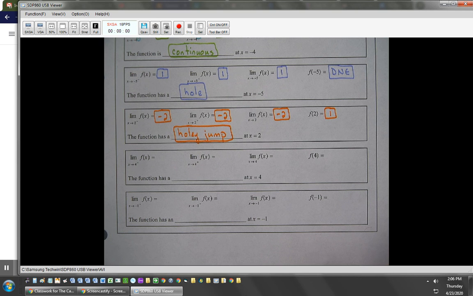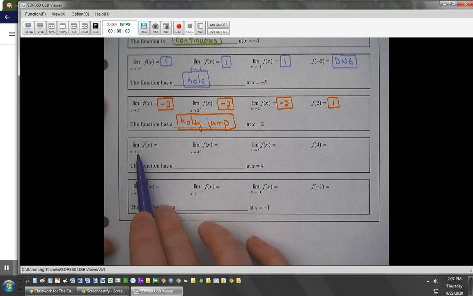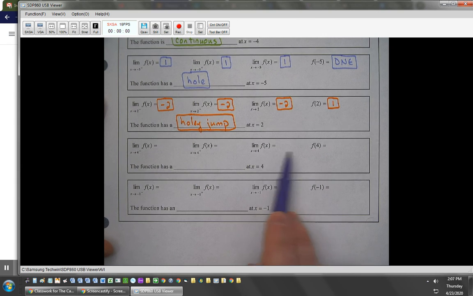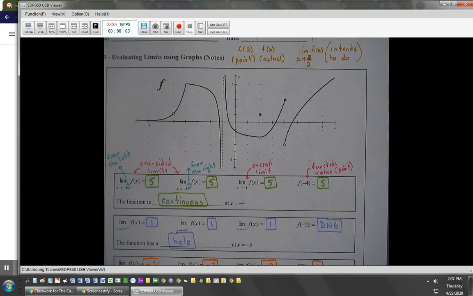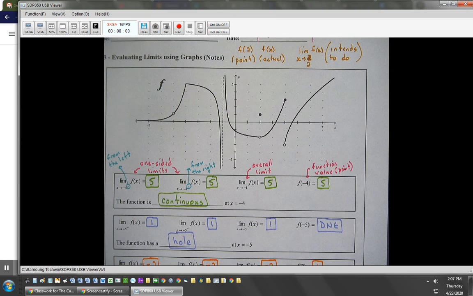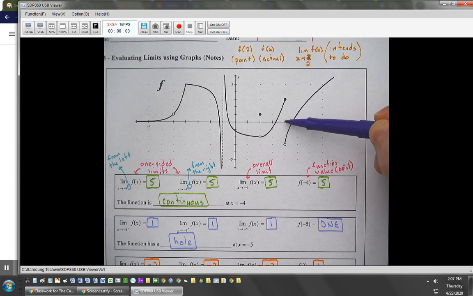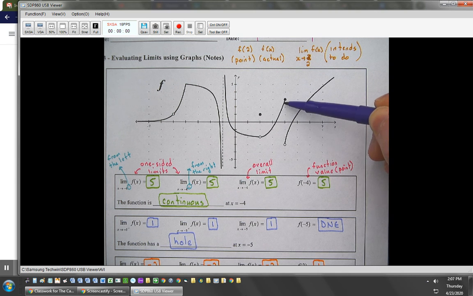What have we not used? Let's go with a nice purple here. All right, so now we're approaching 4 from the left, 4 from the right, overall limit at 4, and the value at 4. So here we are at 4. One, 2, 3, 4. So I want to approach from the left first. So here's x equals 4. Go a little bit to the left. Go to your curve and track what height your graph is trying to reach. Where is it intending to go? It's intending to go to a height of 3.